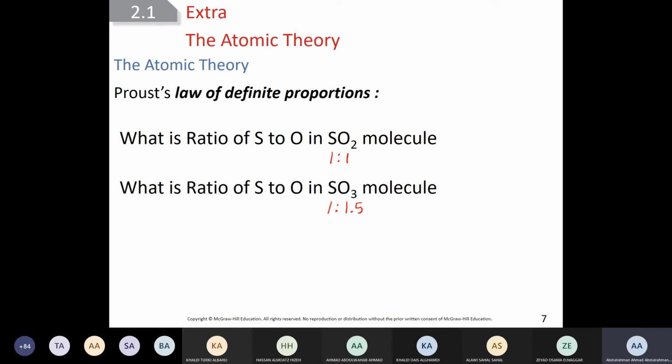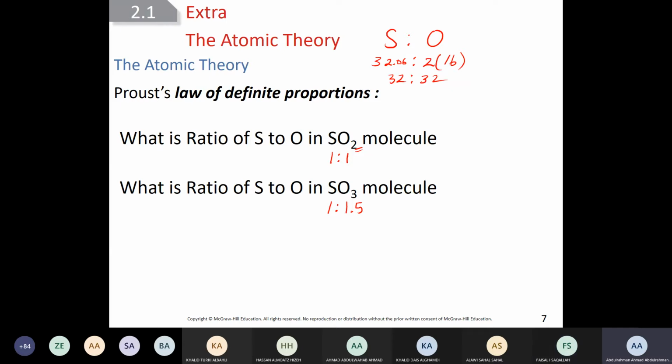Can you explain how you get 1 to 1 in SO2? You have the periodic table? What's the mass of sulfur? 32.06. How about oxygen? 16 times 2 because it's O2. What is it? Oh, 1 to 1. Clear? Okay, I hope so.